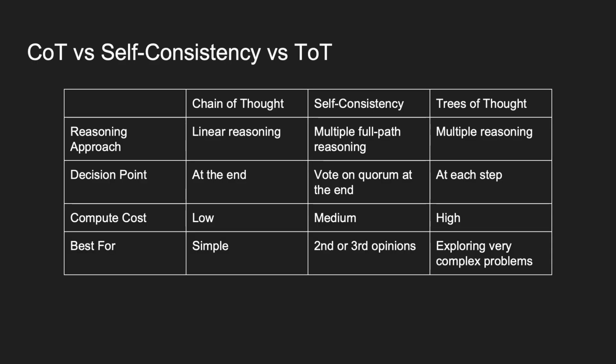So we talked about these three different methods. What makes them different between the three, right? The main points here is that chain of thought is usually used for simple tasks, right? Self consistency is usually for medium kind of tasks, or if you just need a second or third opinion. But trees of thought is really for exploring very complex problems, and these can be very expensive in terms of compute, money, time, but you're really thinking through each step. So just three different ways to explore problems and get an answer.